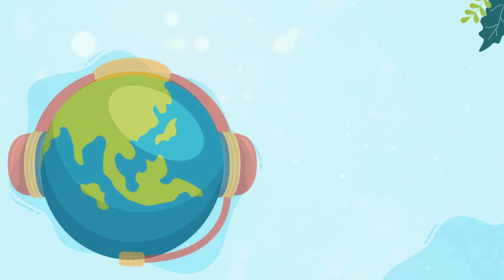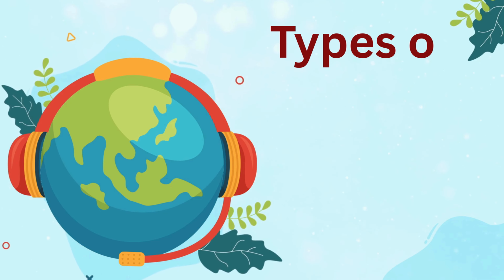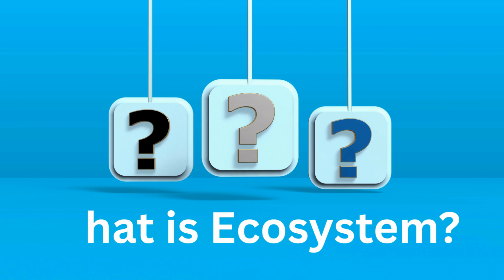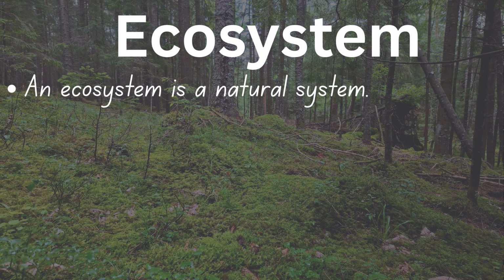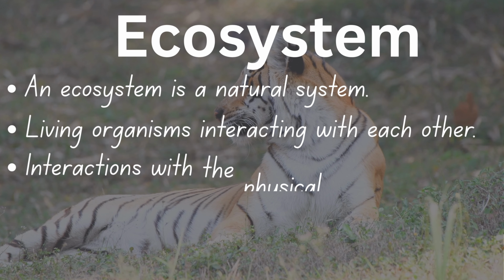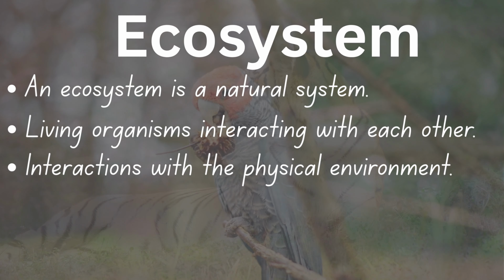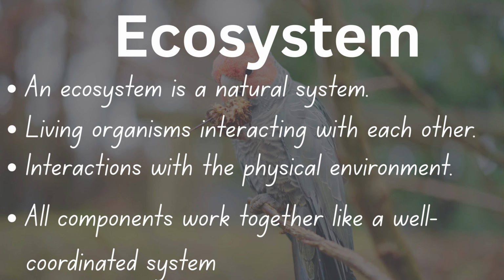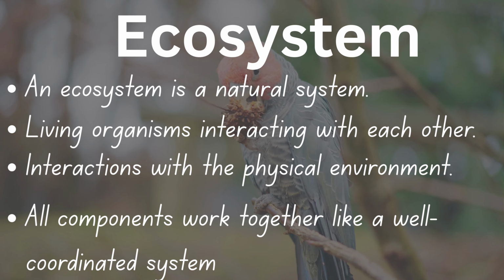In today's video, we're talking about the different types of ecosystems. But before that, let's quickly understand what an ecosystem actually is. An ecosystem is a natural system where living organisms interact with one another and with the physical environment around them. Everything inside it works together like a well-built, reliable machine. Every part has its role.